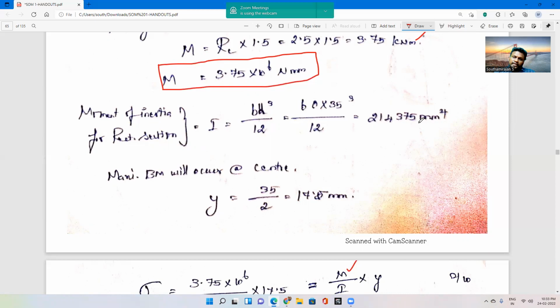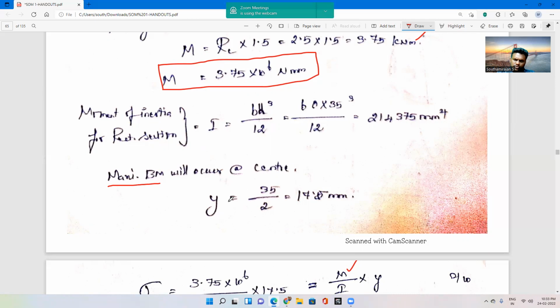The unit will be mm power 4, or centimeter power 4, or meter power 4. So the unit has to be in terms of power 4. Next, we will calculate the Y value for the maximum bending moment. The maximum bending moment will occur at the center of the beam. The center of the beam will be the neutral axis.